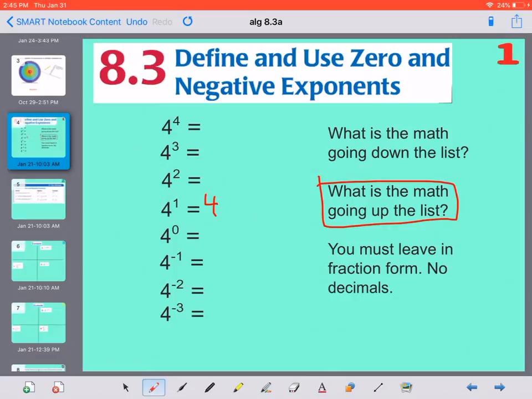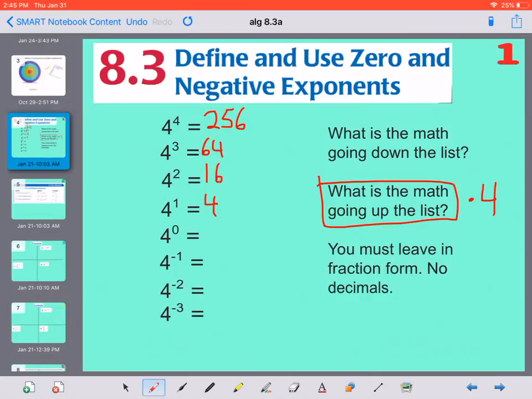So if we went to 4 to the second power, that would be 4 times 4, which is 16. So what I did was I just multiplied by 4. So if we're going up the list, we're multiplying by 4. The next one then, if we do 16 times 4, we're going to get 64. That's 4 times 4 times 4. And then 64 times 4, that's 4 times 4 times 4 times 4. That's going to give us a positive 256.